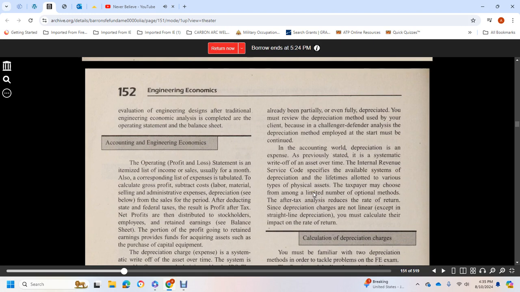In the accounting world, depreciation expense is the systematic write-off of an asset over time. Under the Internal Revenue Service code, a specific system is available, with depreciation lifelines allotted for each type of physical asset, and the taxpayer may choose among a limited number of optional methods. In the after-tax analysis of the rate of return, if the depreciation charges are not linear, except in straight-line depreciation, you must calculate their impact on the rate of return calculation.